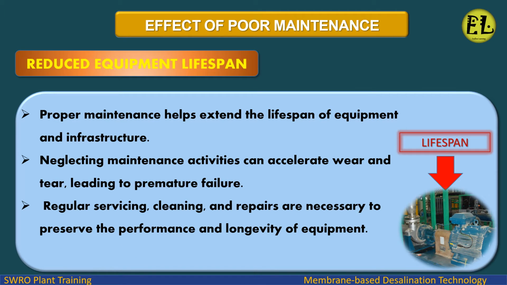Reduced equipment lifespan. Proper maintenance helps extend the lifespan of equipment and infrastructure. Neglecting maintenance activities can accelerate wear and tear, leading to premature failure. Regular servicing, cleaning, and repairs are necessary to preserve the performance and longevity of equipment.